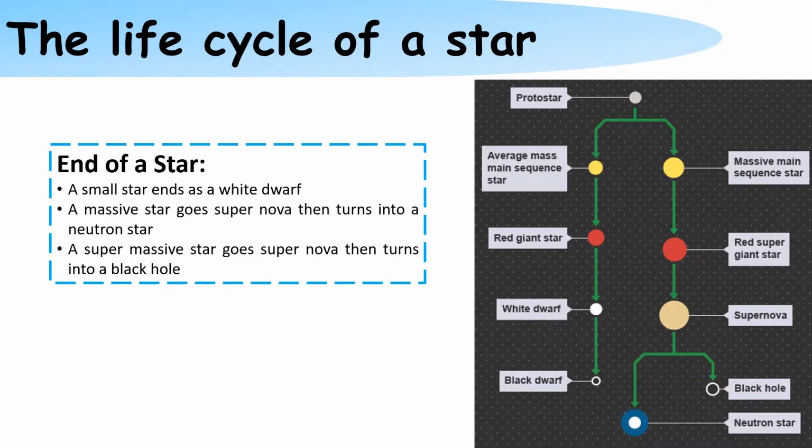The end of the star is dependent on its size. Small stars end up as white dwarfs. Massive stars go supernova, then turn into a neutron star. And supermassive stars go supernova, then turn into black holes.